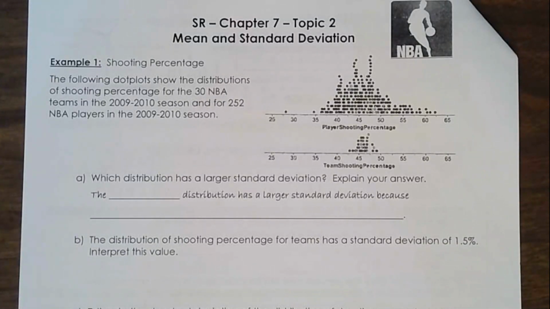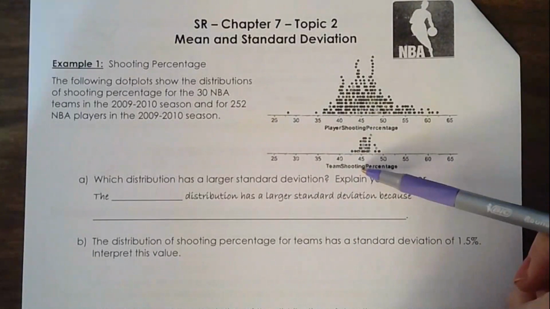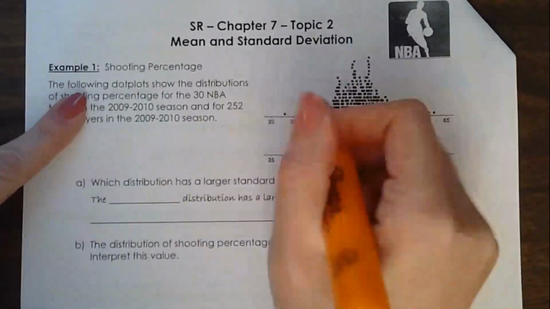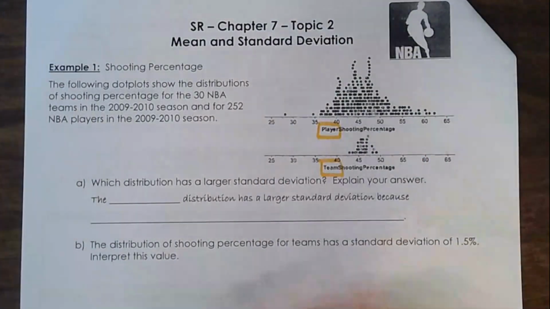More about mean and standard deviation and how they're affected if a particular data point is added or removed from a data set. So for this one, it gives you two dot plots, two distributions. The player distribution is the top dot plot, and the team distribution is the bottom dot plot. Obviously there are way more professional basketball players than there are teams. That's why your top dot plot has about 12 times as many dots as the bottom one.